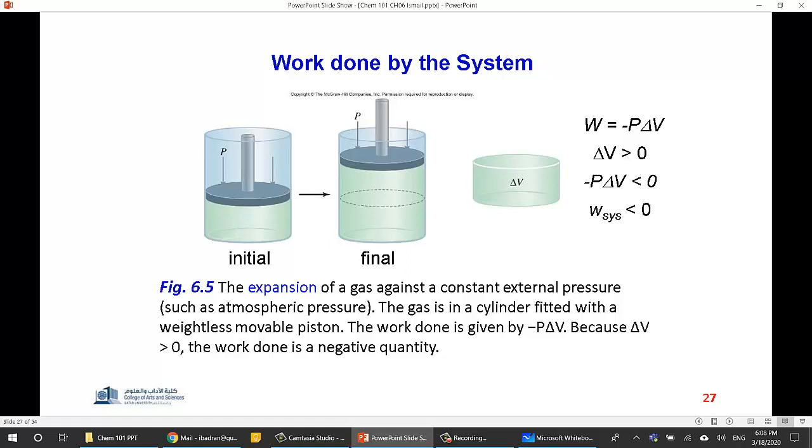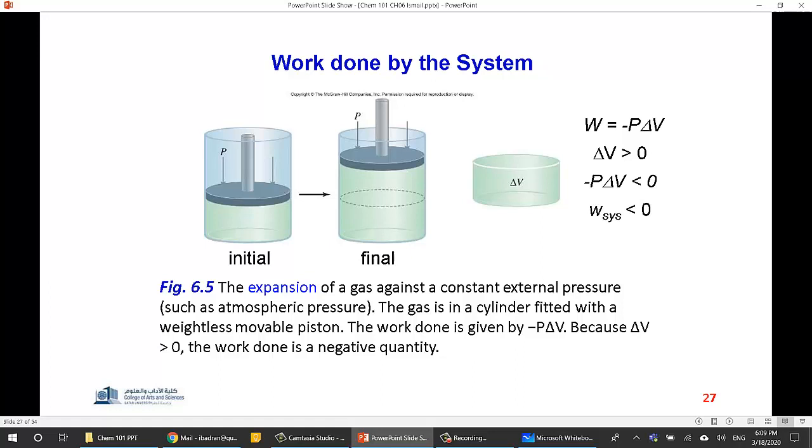That piston, or that cover, is free moving. It's allowed to move up and down with no effects. If this gas is allowed to expand, then its volume will expand from V initial to V final. The difference between V2 and V1 is the amount of delta V shown in the figure to the right.